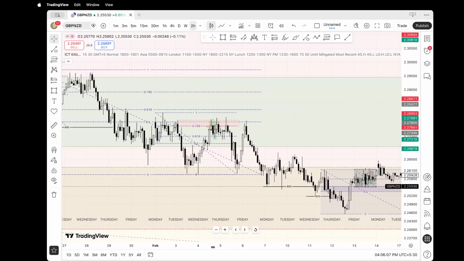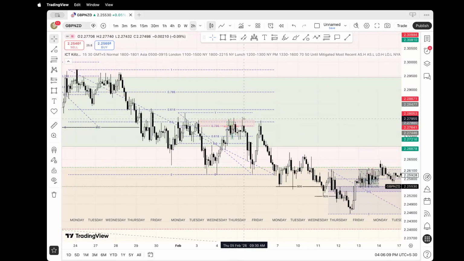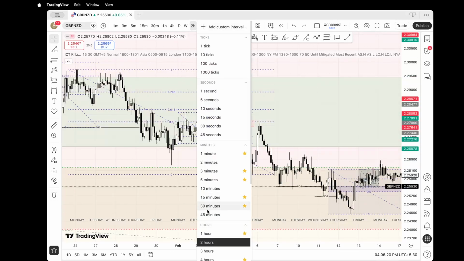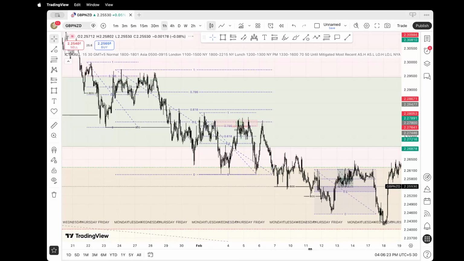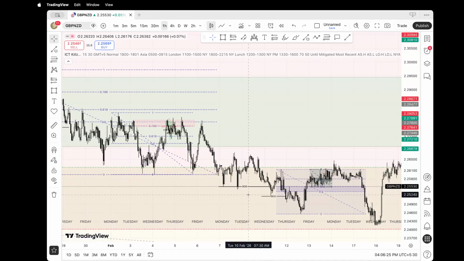So yes, the logic seemed to be correct. It just liquidated us and it came down, came up and came down. The markets are a hell lot of not allowing us to make money.